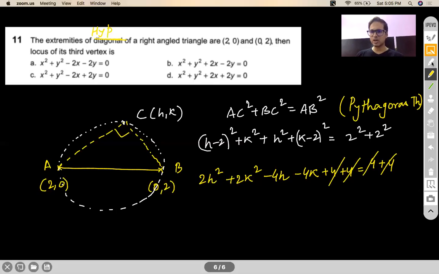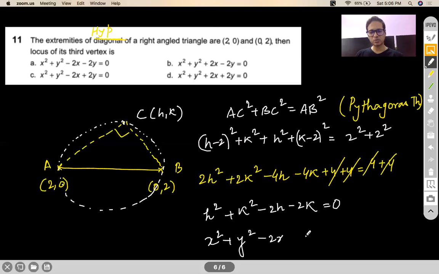You can lay off the factor of 2 from the entire expression. So you will end up seeing something like this. So x square plus y square minus 2x minus 2y equal to 0 is your desired locus. Okay, I think option number A is the right option. Very good. Most of you got this correct. Can we move on to the next one?